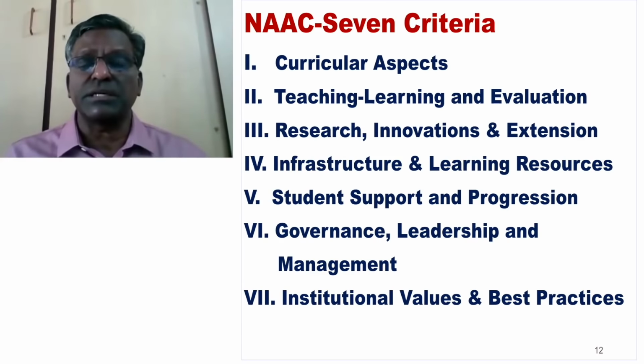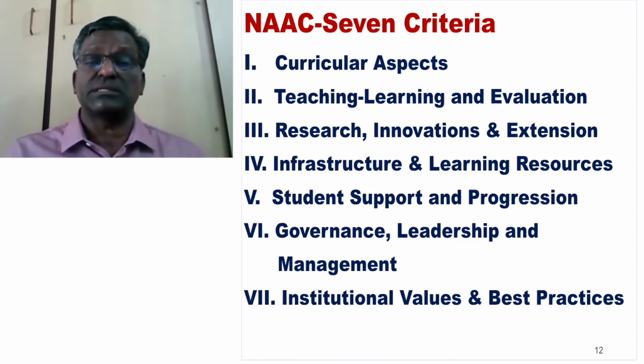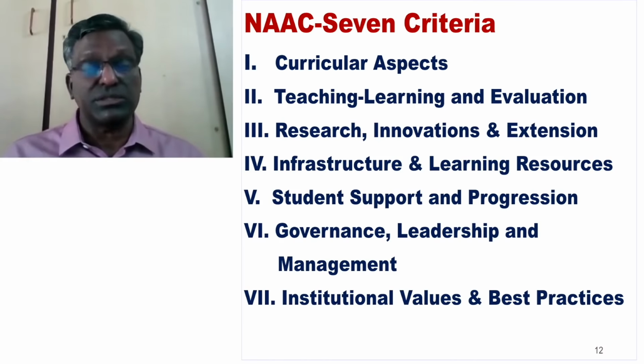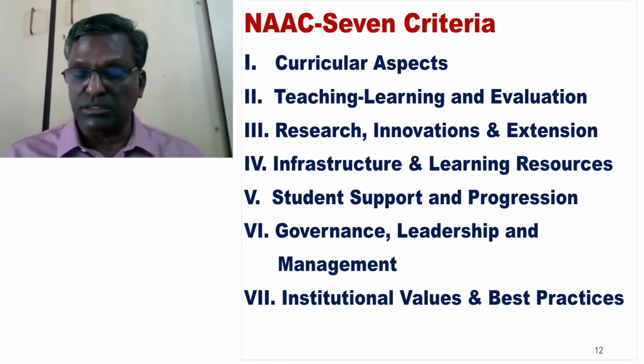Now, what are the 7 criteria? The first criterion is curricular aspects. The second criterion is teaching, learning, and evaluation. The third criterion is research, innovations, and extension. The fourth criterion is infrastructure and learning resources. The fifth criterion is student support and progression. The sixth criterion is governance, leadership, and management. And the seventh criterion is institutional values and best practices. So these are the 7 criteria. And using these 7 criteria, NAAC assesses and evaluates colleges and universities. How does it do it? We will get to know more about it in the following slides.